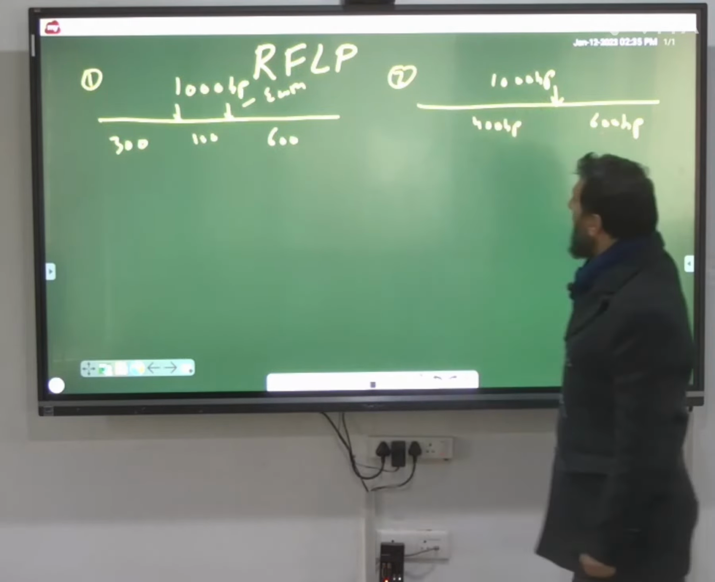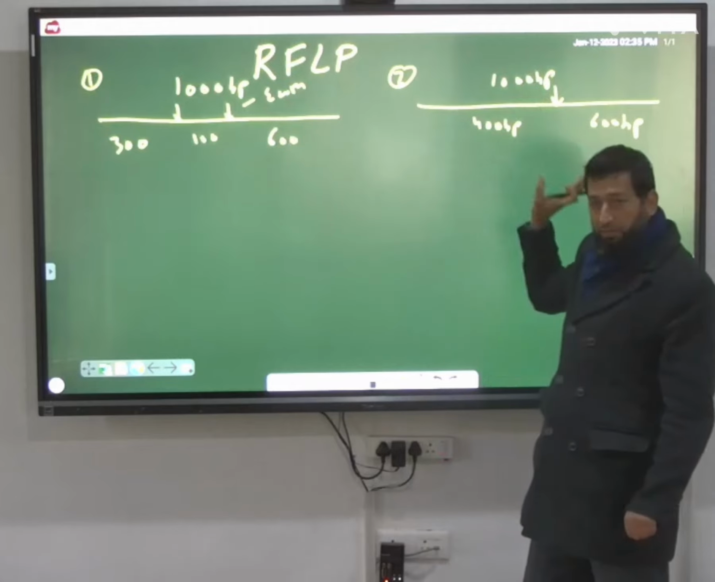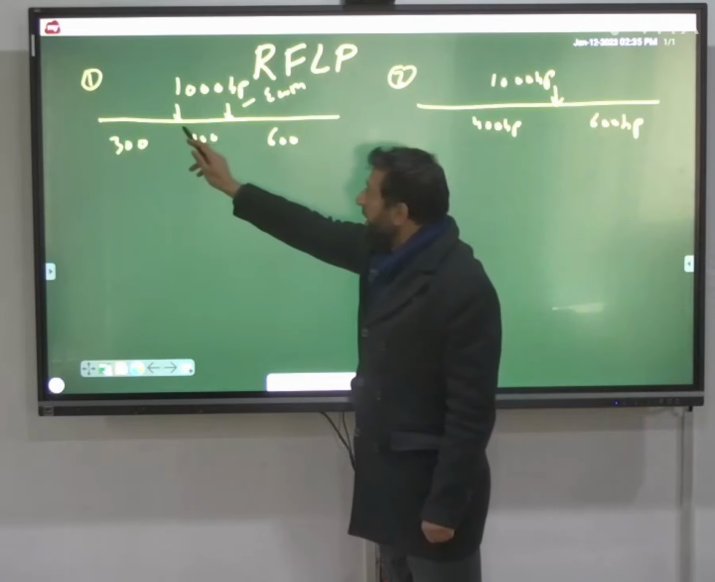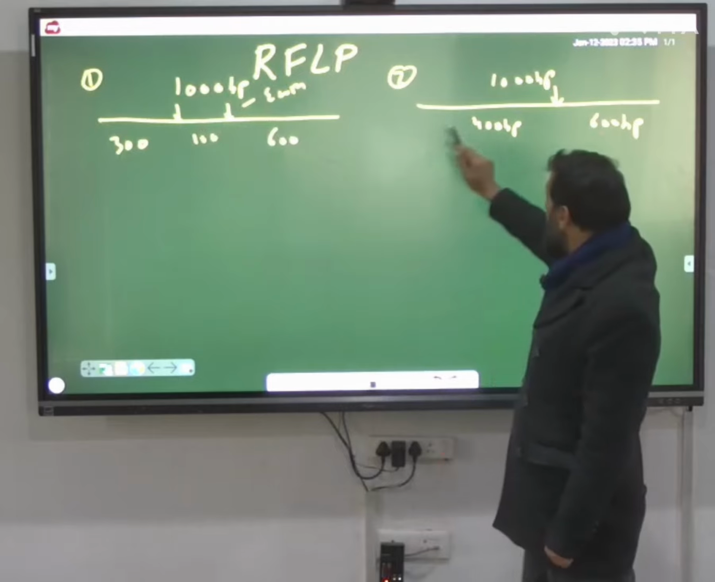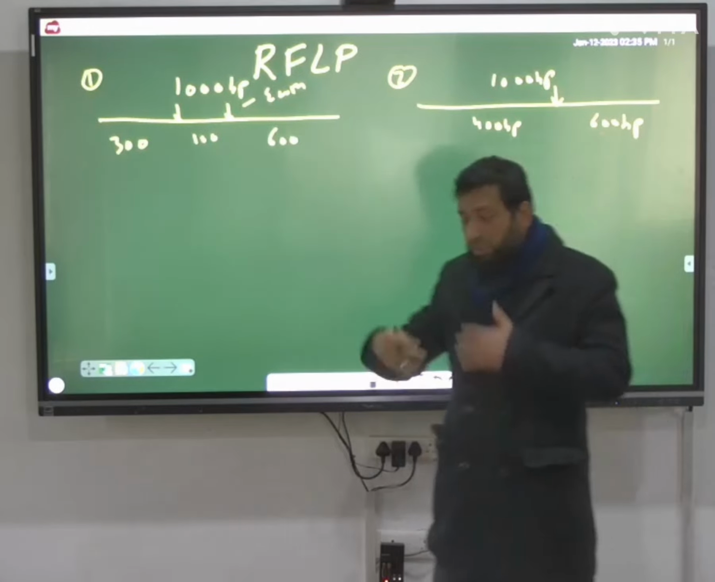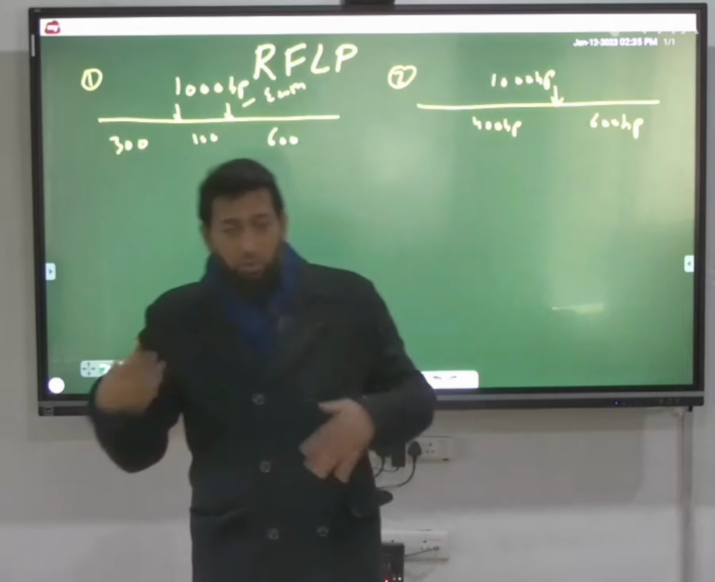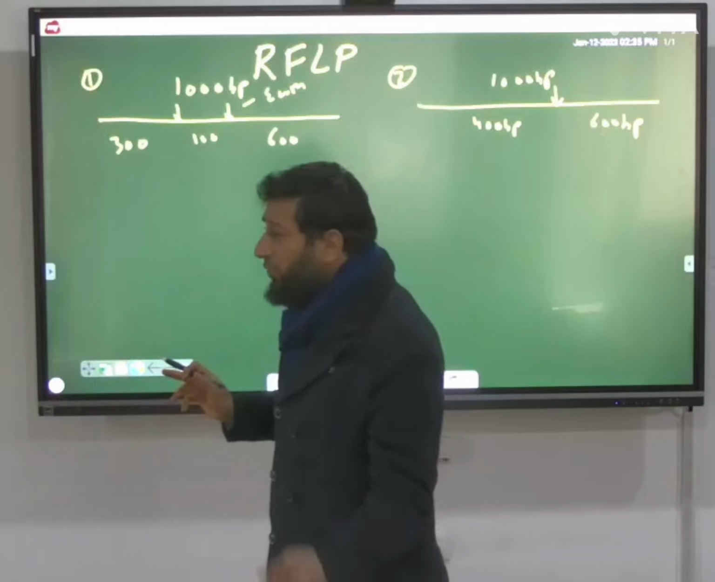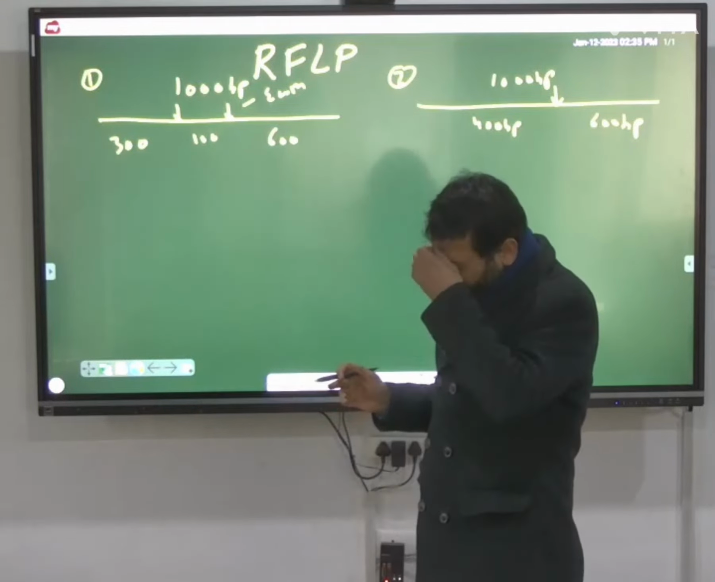Total is 1000. So what is the difference between these two? The difference between these two is that here you have a restriction site that got abolished, and now this restriction site is not here. So this is the difference between two organisms. So it mutated.